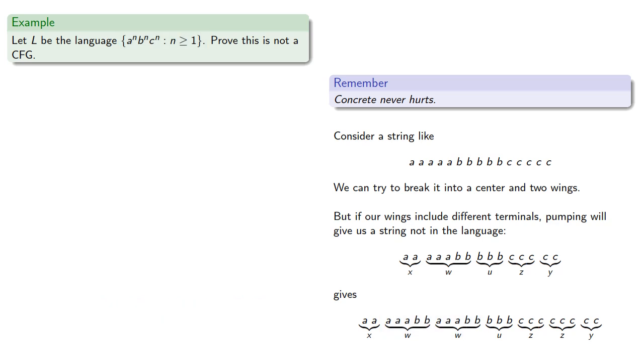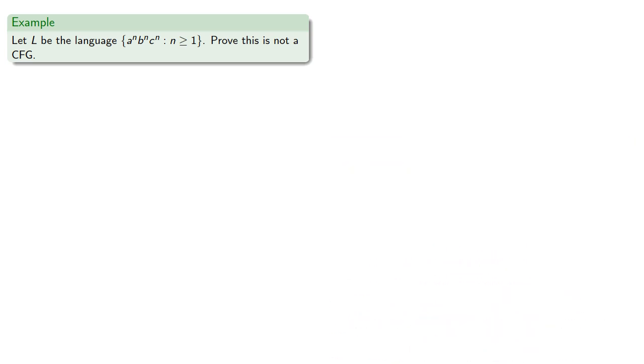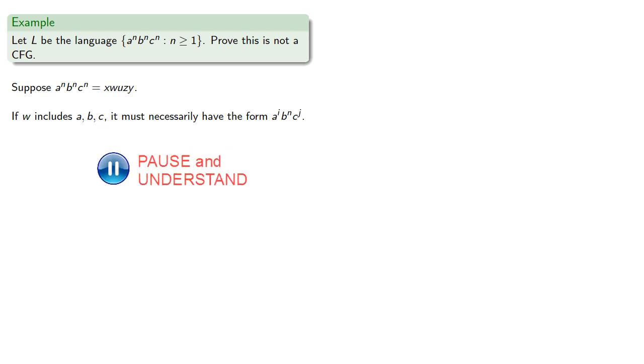Now, the important thing to remember is that our concrete example isn't a proof. Maybe we just weren't clever enough to find the right string. So now we can move on to the proof. Suppose that a string in our language can be broken down this way. So if W includes A's, B's, and C's, it must necessarily have the form some number of A's, followed by all of the B's, followed by some number of C's.